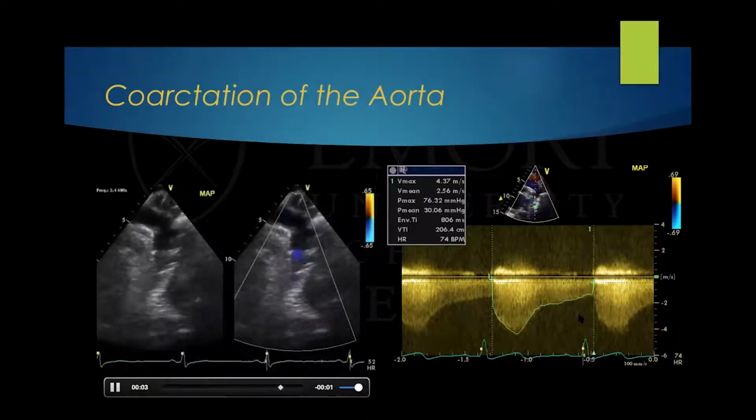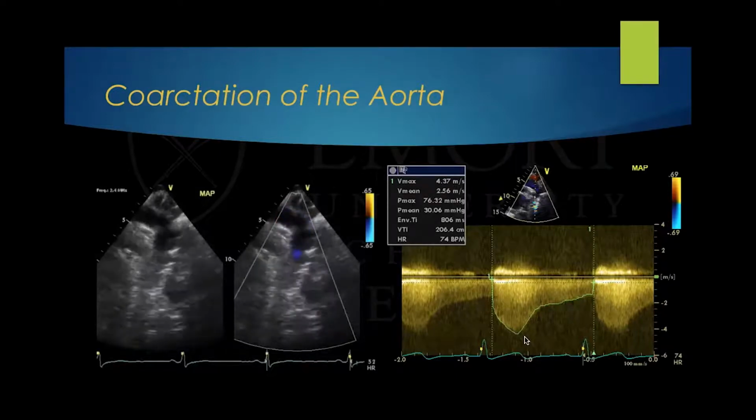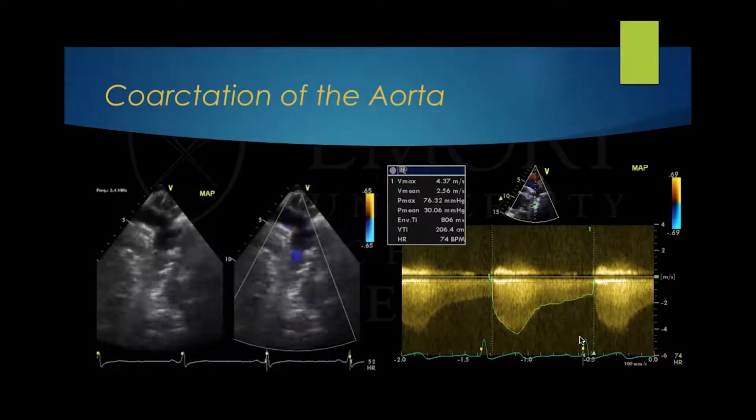When you're measuring the gradients, we like to use the modified Bernoulli equation, and you have to measure the V1 before the obstruction, and then V2, to truly measure your gradients so that it will match your cath.